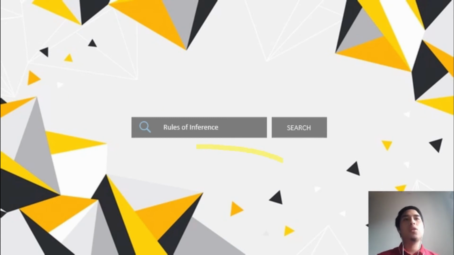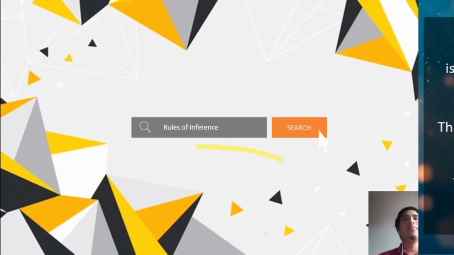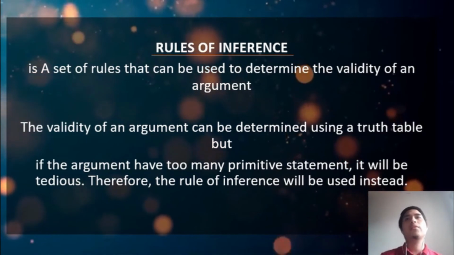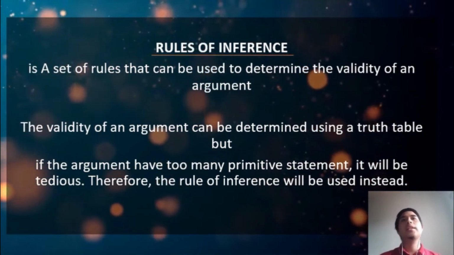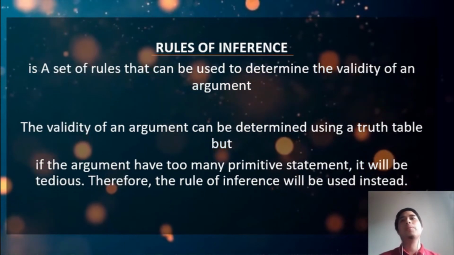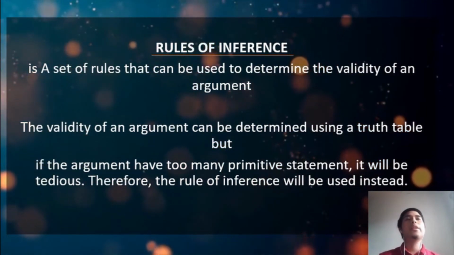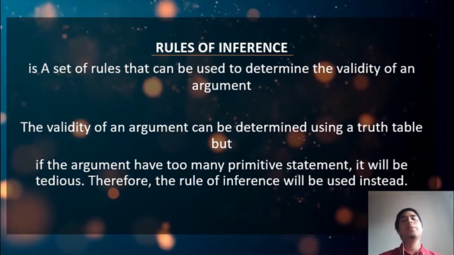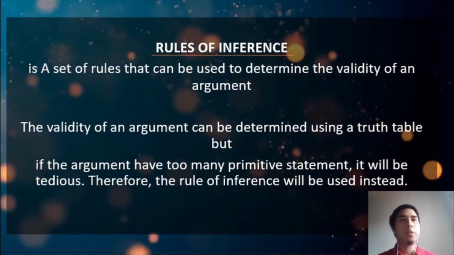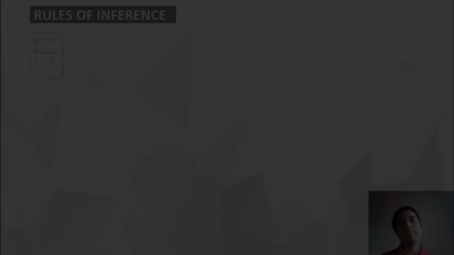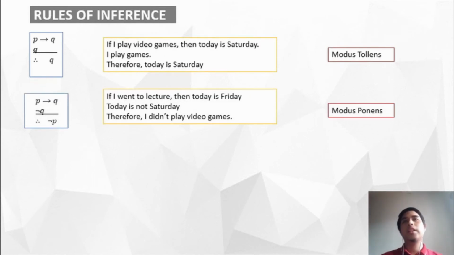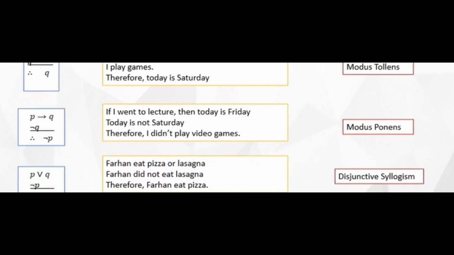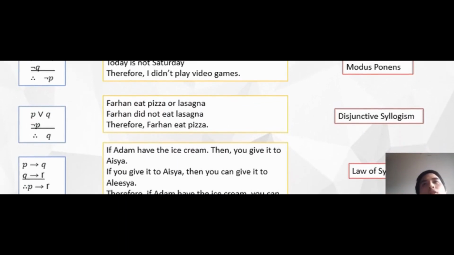Now I will present the rules of inference. What is the rules of inference? Rules of inference is a set of rules that can be used to determine the validity of an argument. The validity of an argument can be determined using a truth table, but if the argument has too many primitive statements, it will be tedious. Therefore, the rules of inference will be used instead. The rules of inference is when the hypothesis that is made up of a bunch of primitive premises make a conclusion.